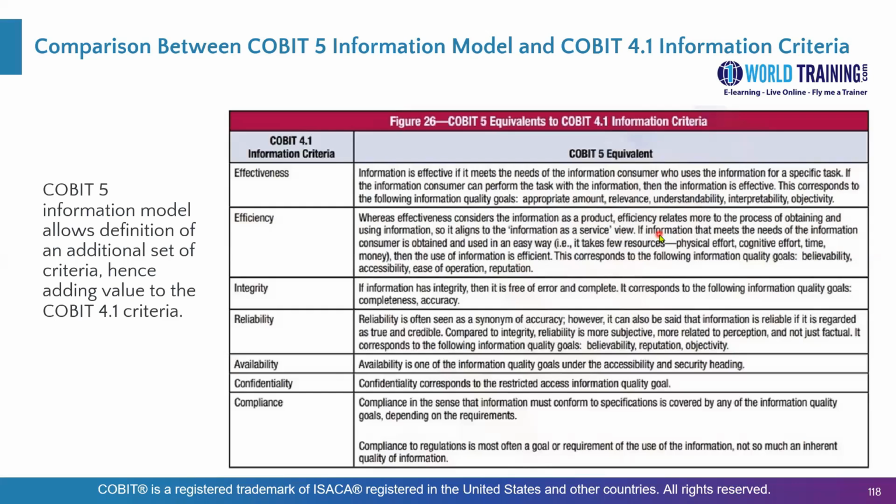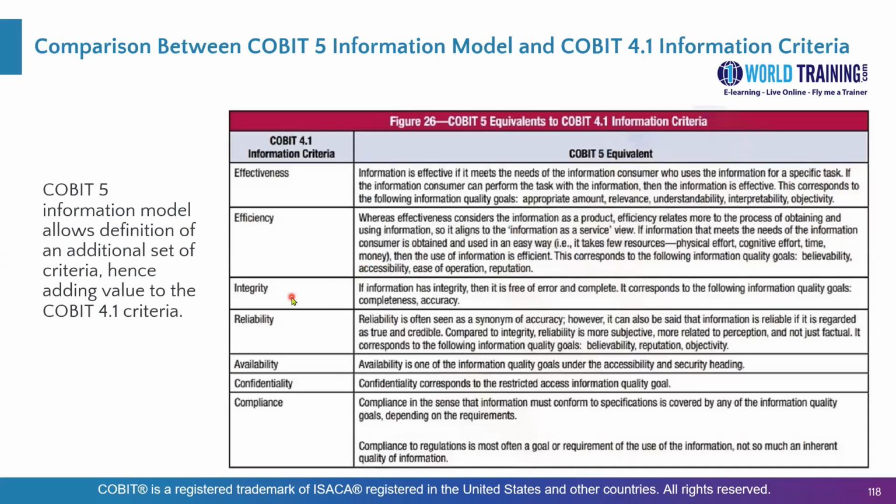So if the information that meets the needs of the information consumer is obtained and used in an easy way, meaning it takes less resources, less physical effort, cognitive effort, time, money, that is, then the use of information is efficient. And this corresponds to the following information quality goals in COBIT 5, namely believability, accessibility, ease of operation, and reputation. Now, many of these, such as believability, reputation, these are coming under the intrinsic quality goal. And the accessibility is a separate quality goal, which is the security or accessibility quality.